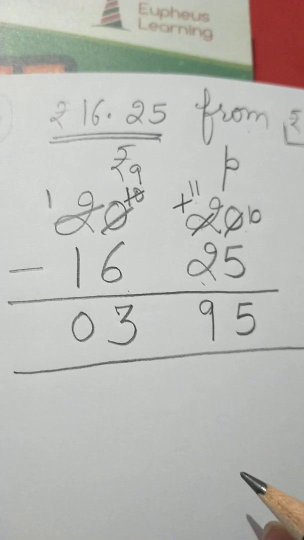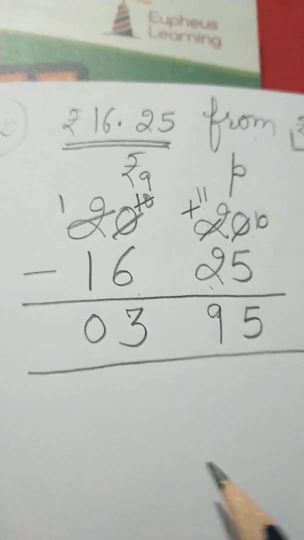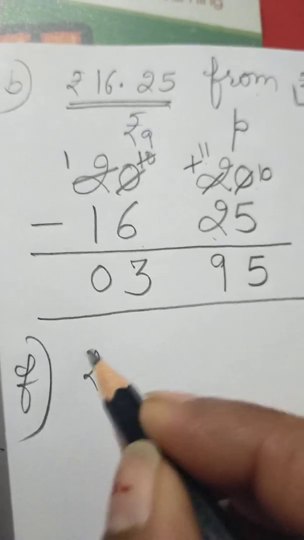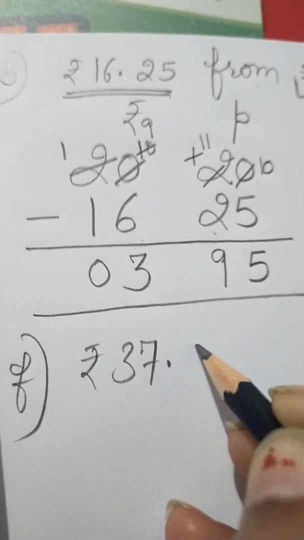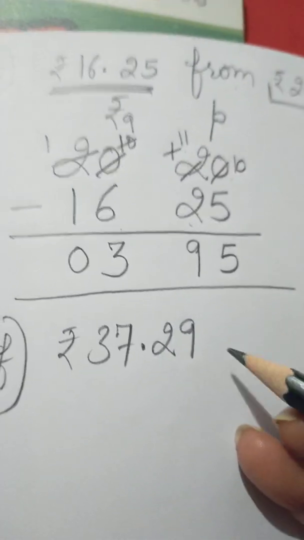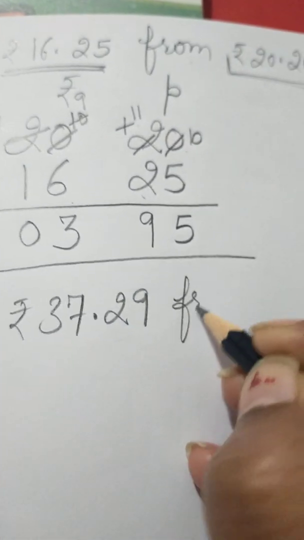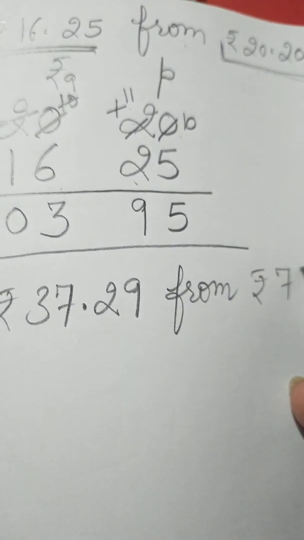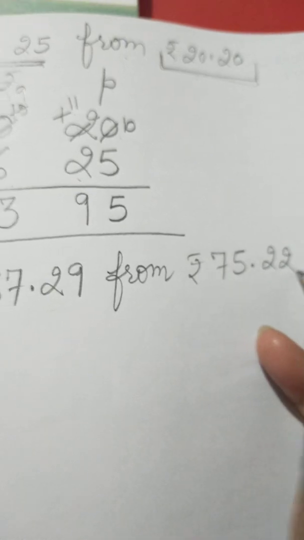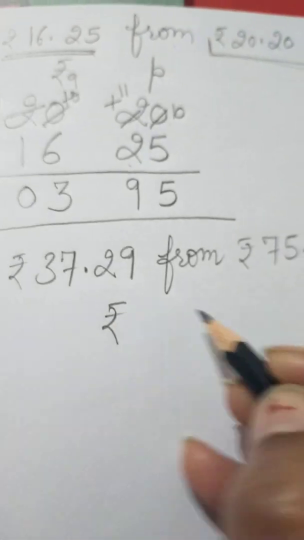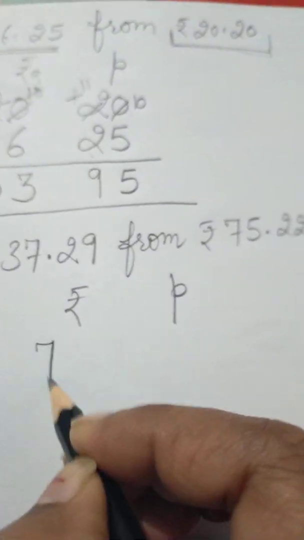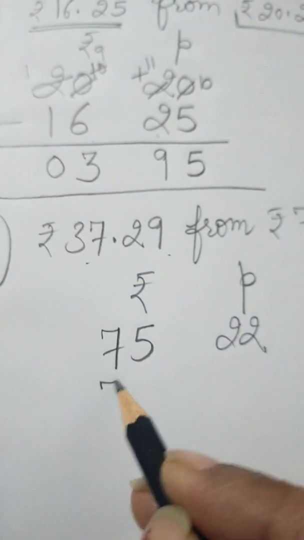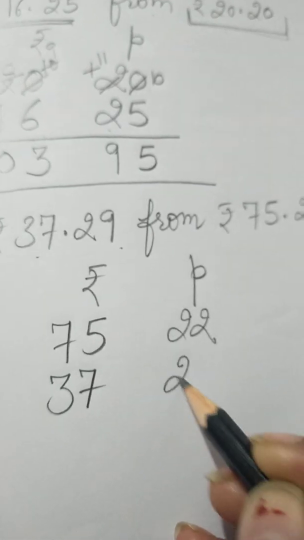Yes, now in this way we have done this subtraction. Yes, students, now I will tell you F part. Other parts you will do by yourself. Rupees 37 and 29 paise from rupees 75 and 22 paise. Here firstly we will write rupees and paise. 75 rupees 22 paise, and here it is 37 rupees 29 paise.